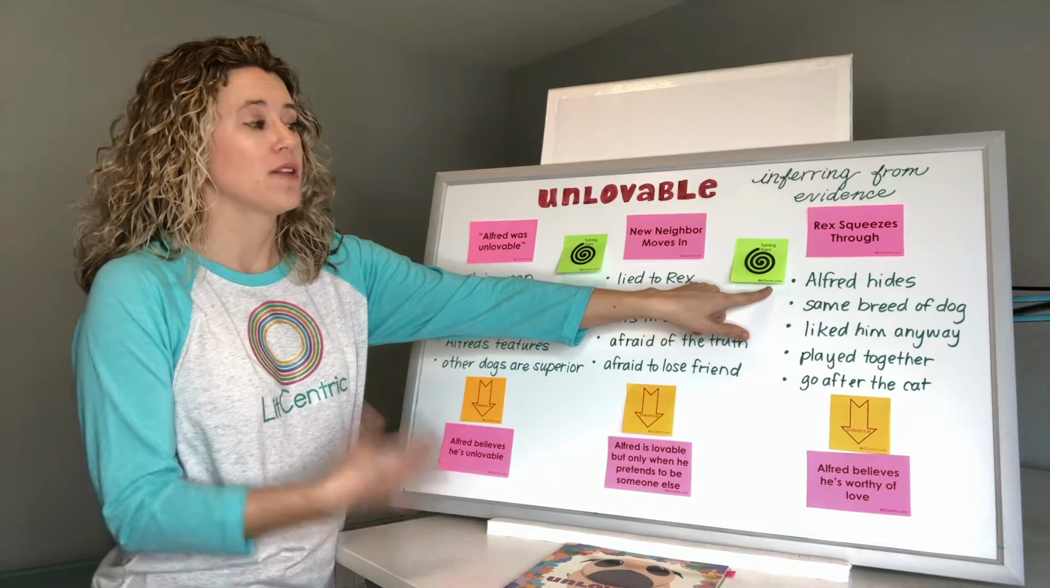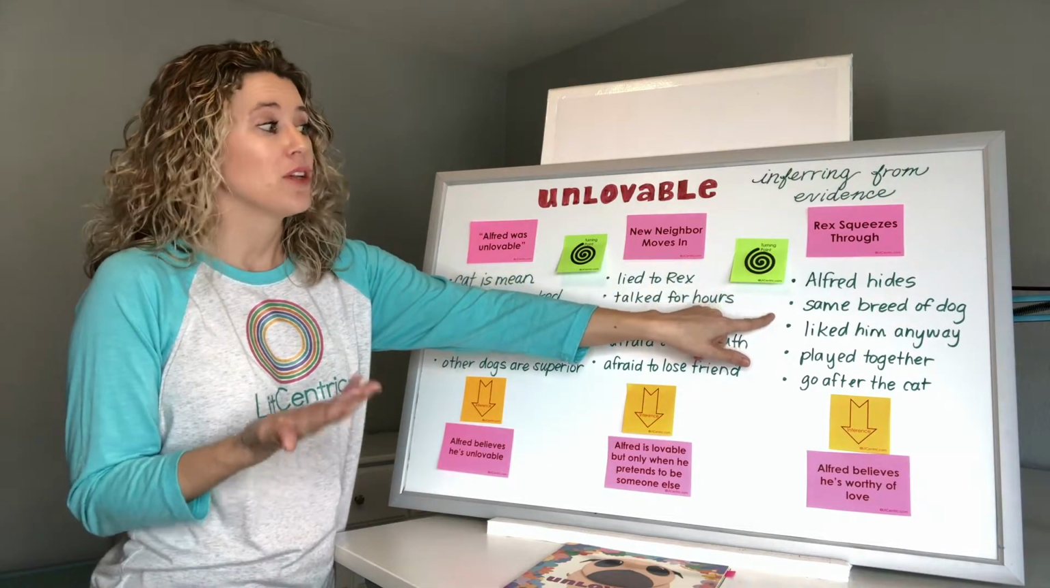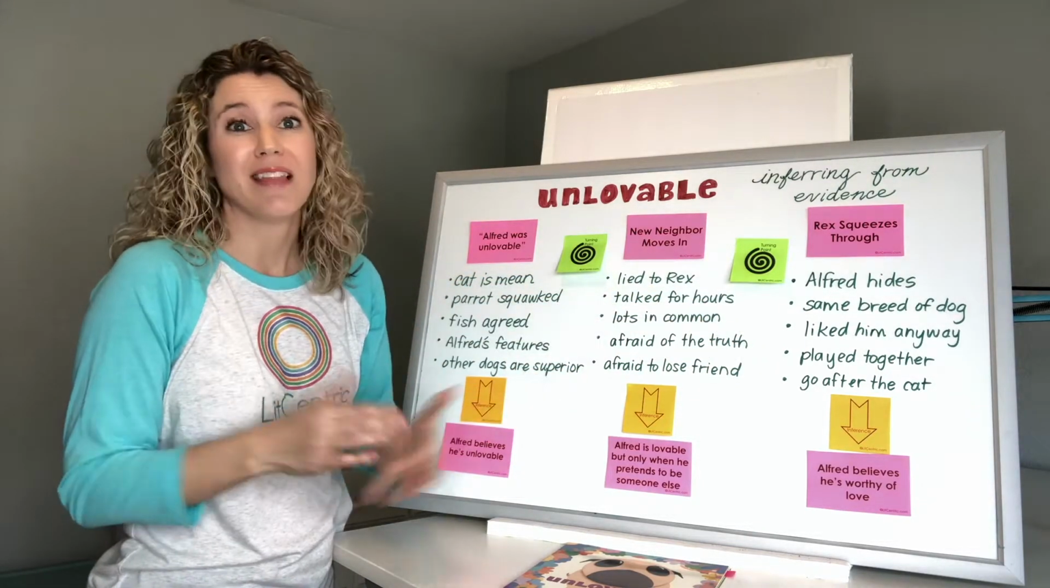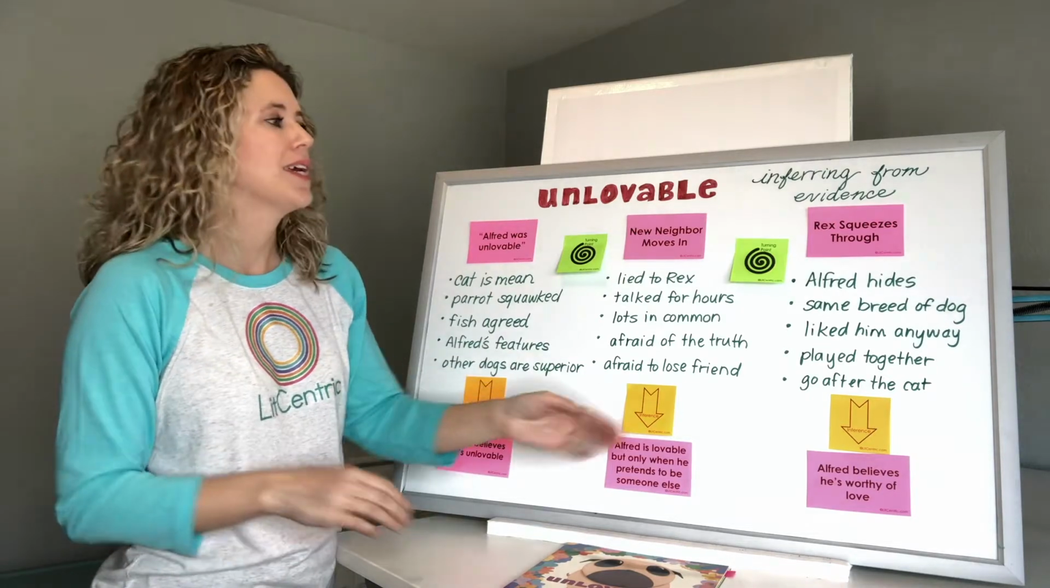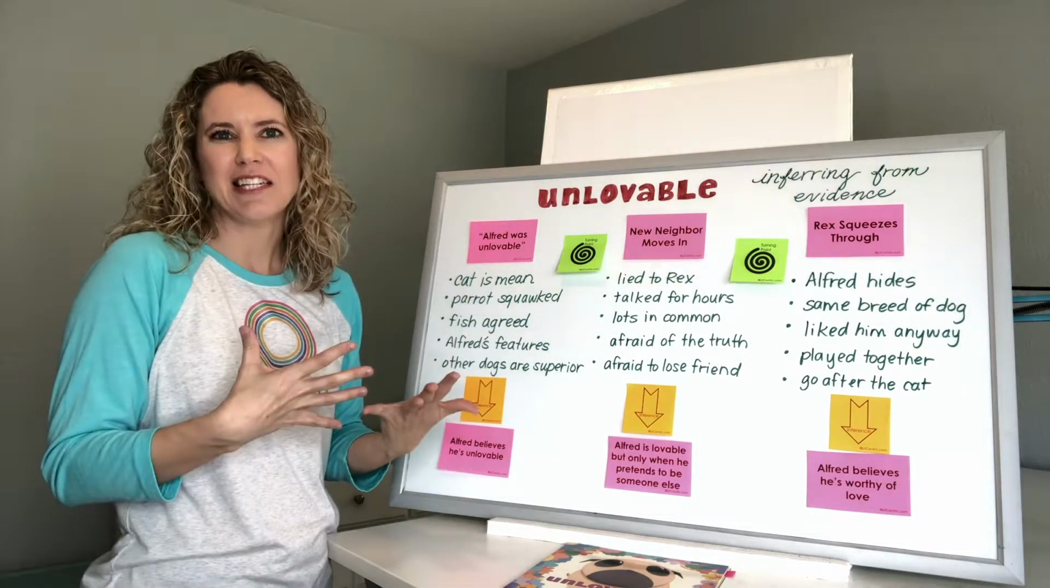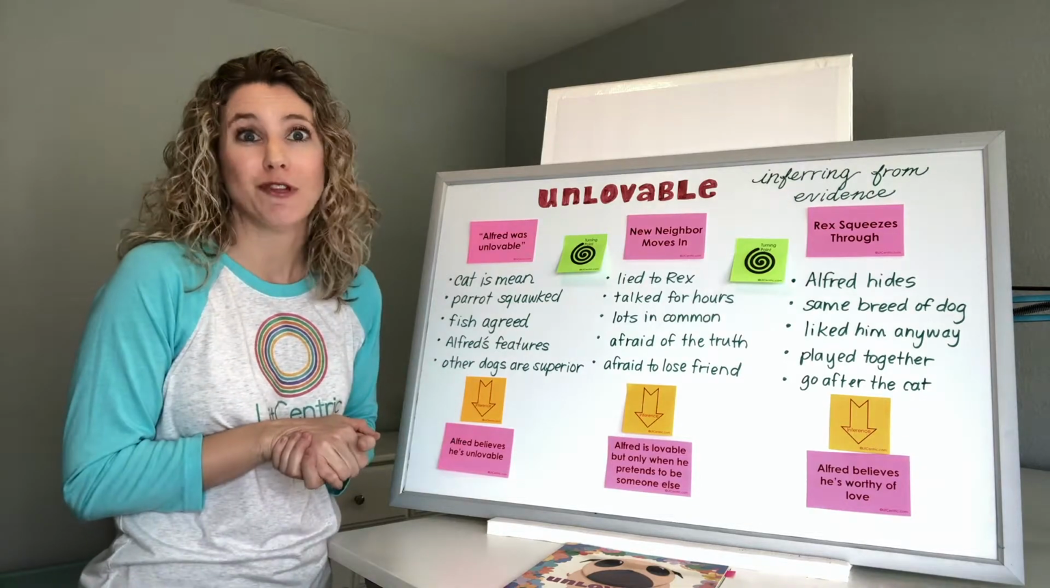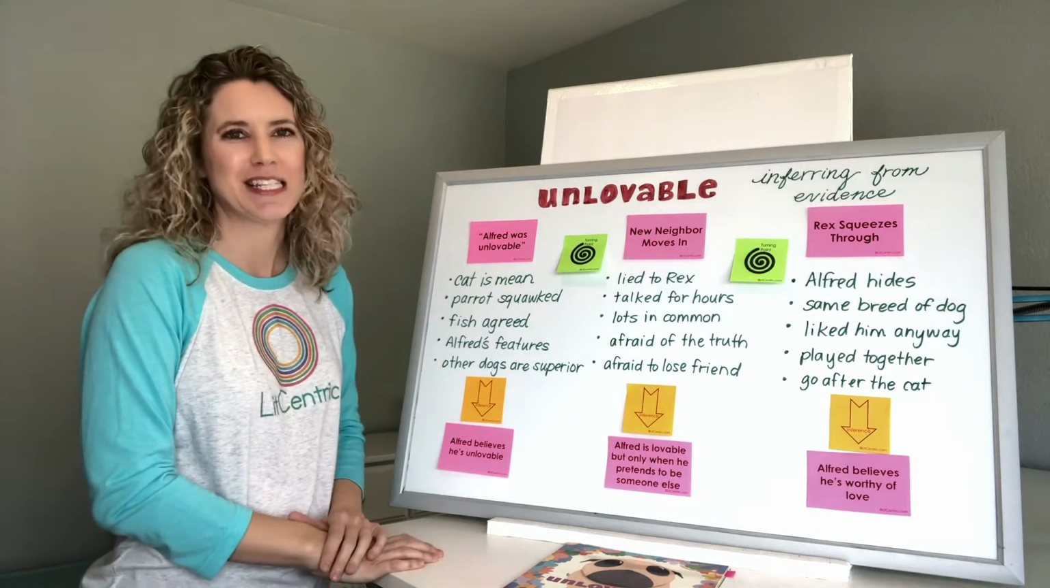In this case, the response is that Alfred hides. They realize they're the same breed of dog, and Rex liked him anyways, even though he lied to him. They play together, and in the end, there's the idea of maybe they're going to go after the cat. They're looking like they're plotting something together.